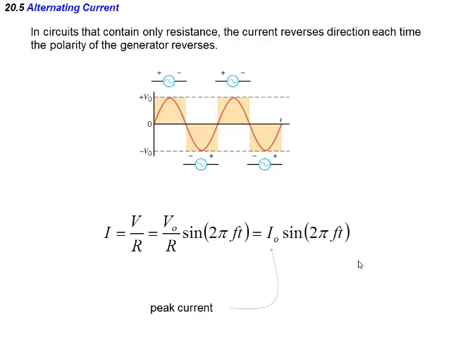In circuits that contain only resistance, the current reverses every time the generator reverses, so it is directly related to the reversal of the generator. That's not always the case if there are more than just resistors, and we'll get to that shortly. To calculate the current, I is V over R, which would be V max over R times sine of 2 pi ft. Since I is the same as V over R, the peak current is calculated by substituting V over R into your equation.